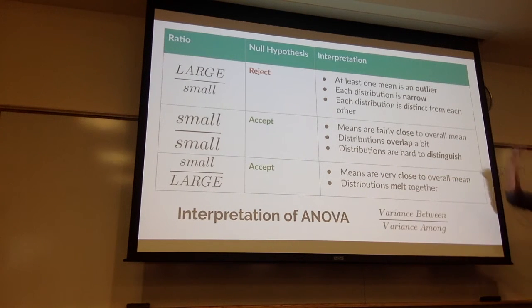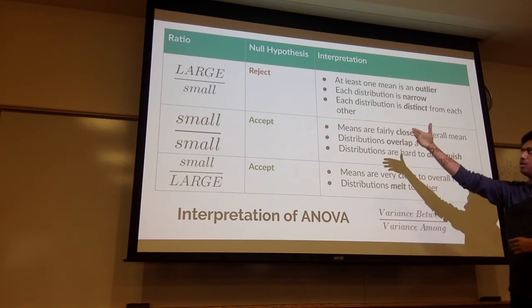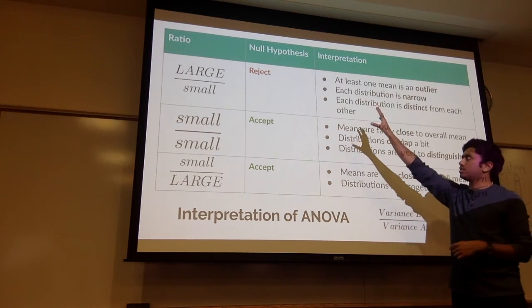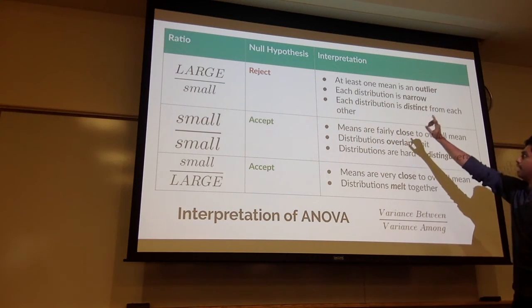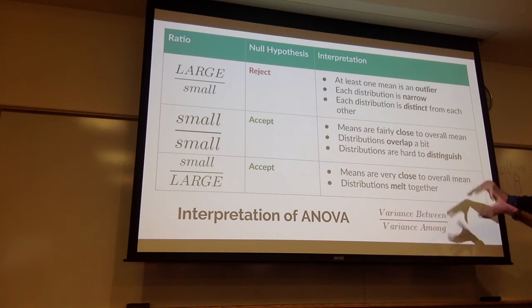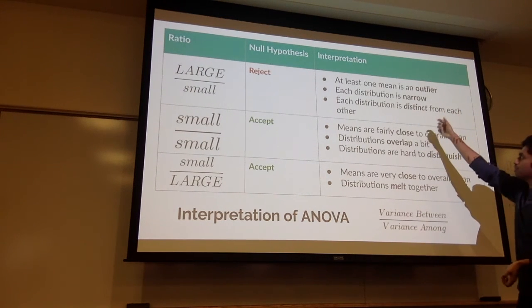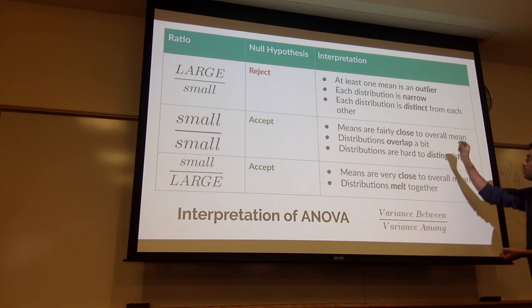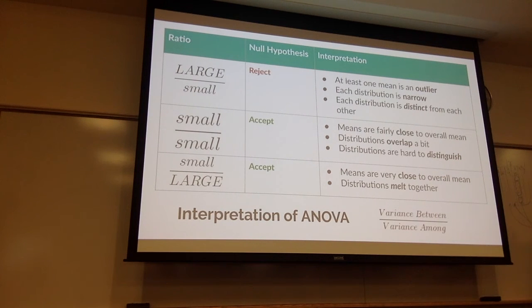If the numerator is large and the denominator is small, we have to reject the null hypothesis. What does it suggest? At least one mean is an outlier. One of the population means is an outlier. Each distribution is narrow and each distribution is distinct from each other. This is what we learned.